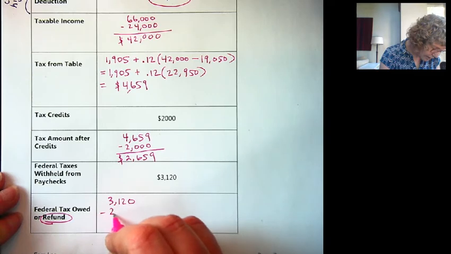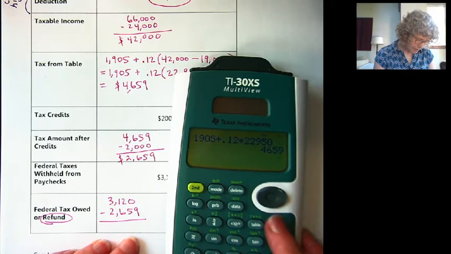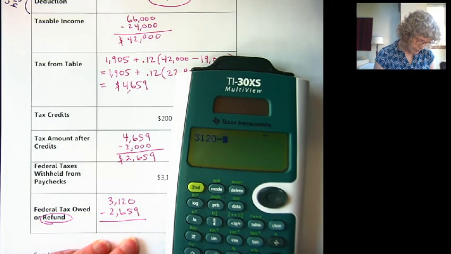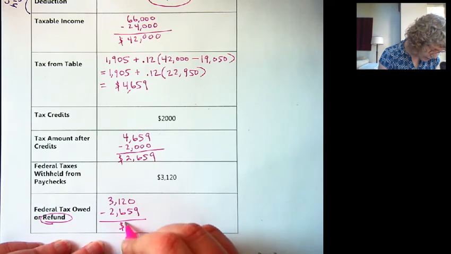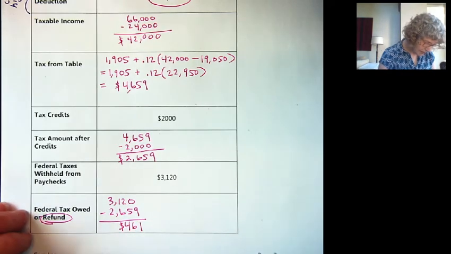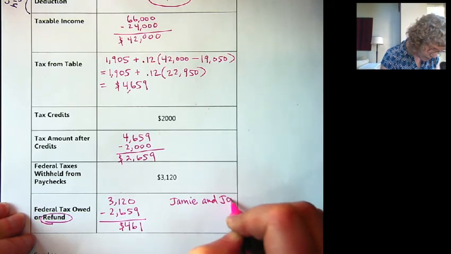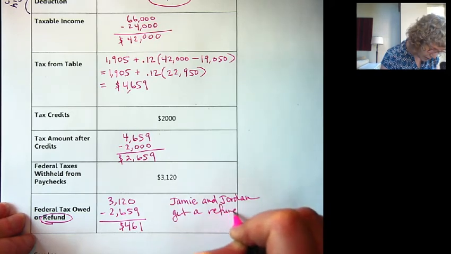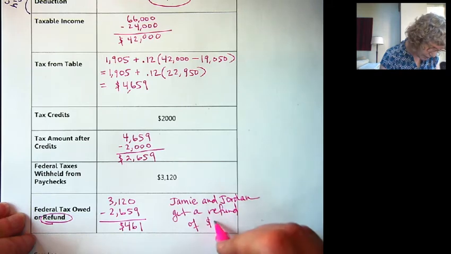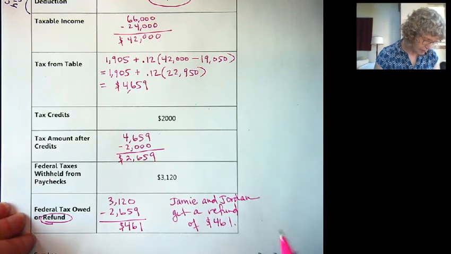3,120 minus 2,659. $461. Okay, so Jamie and Jordan get a refund. And that's just federal. There's state also, but it works a similar way. So we're just going to be looking at federal taxes.